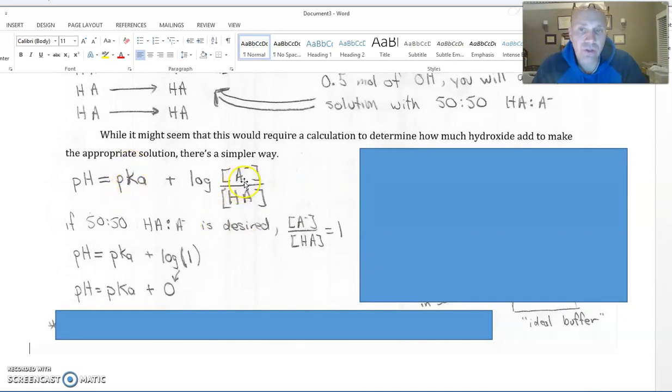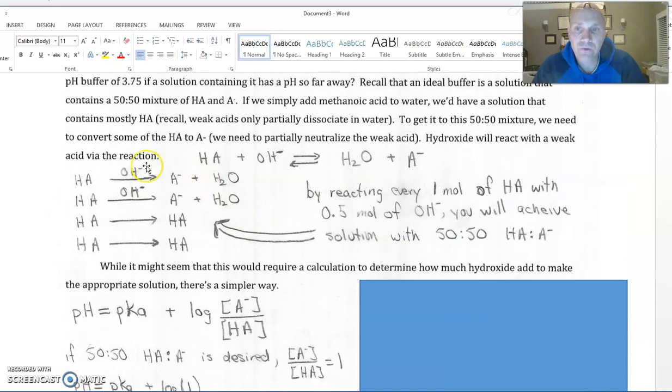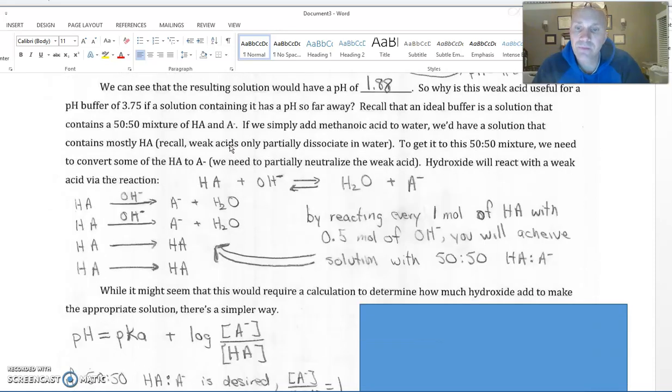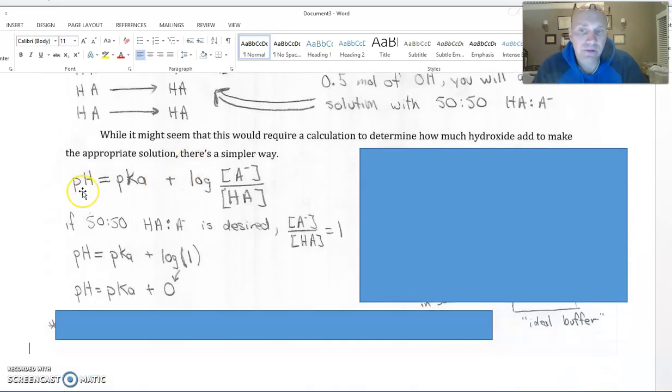And this is just a ratio of how much of the two forms you could have. You're either going to have it in its acid form or in its conjugate base form. Essentially, the pH is going to have an effect on that ratio. The pKa stays constant.